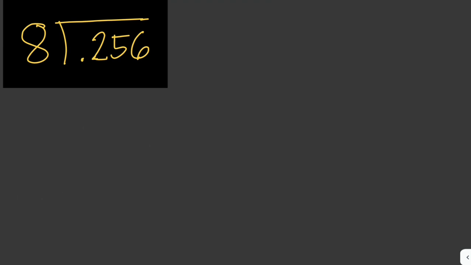0.256 divided by 8. So this is a decimal divided by a whole number, which is 8. Now to divide a decimal by a whole number, we set up the division. So this is our division here, and then immediately bring the decimal point straight up into the answer. So this is 0.256 divided by 8. So our decimal point should be here. We just have to bring the decimal point straight up into the answer.